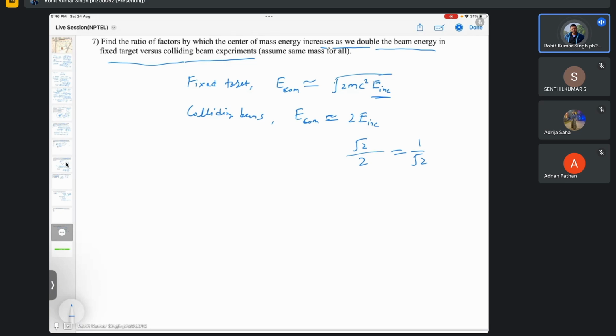This simply says that achieving a higher energy in a fixed target experiment is harder than in a colliding beam. You can increase the beam energy and it will be reflected by the same factor in the center of mass energy in the case of colliding beams, but that doesn't happen in the fixed target experiment. So nowadays, everywhere in high energy experiments, we use colliding beams.